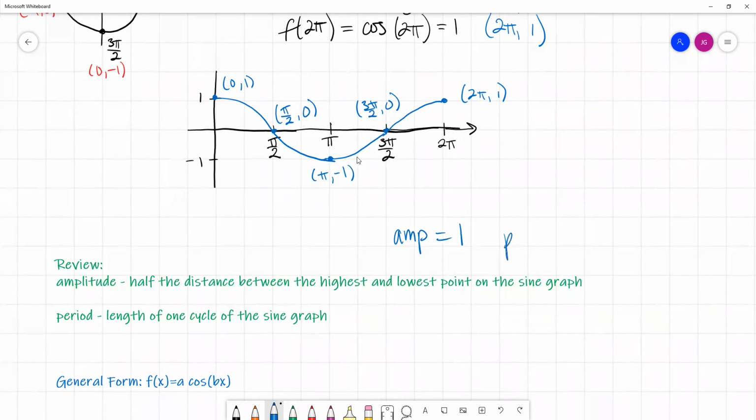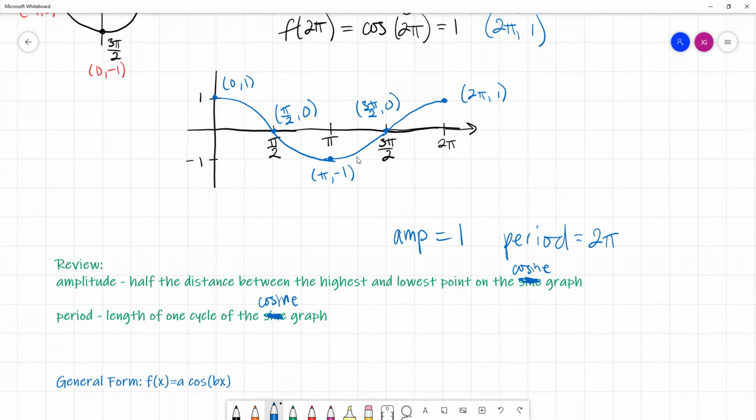And then the period, it's the length of one cycle of the, oh, I copied and pasted this, I have to be honest, and I forgot to change sine to cosine. Cosine, right, because it's the same thing. So you get it, right? Cosine, length of one cycle. And so in this case, it's also 2 pi.